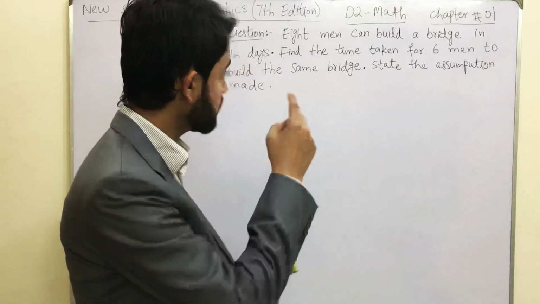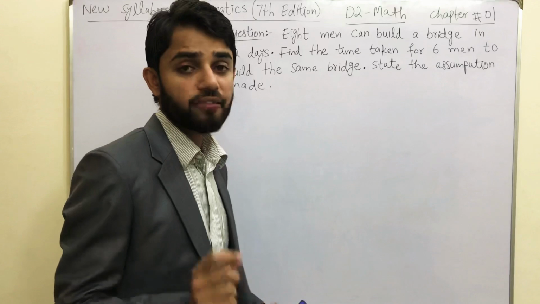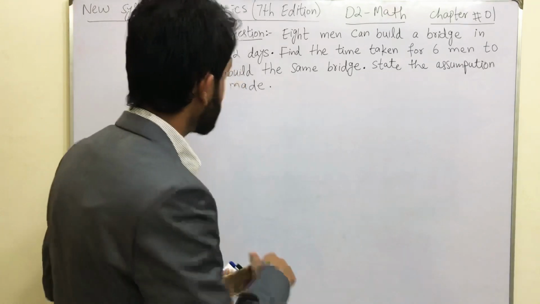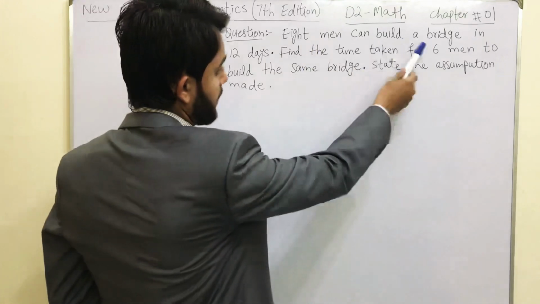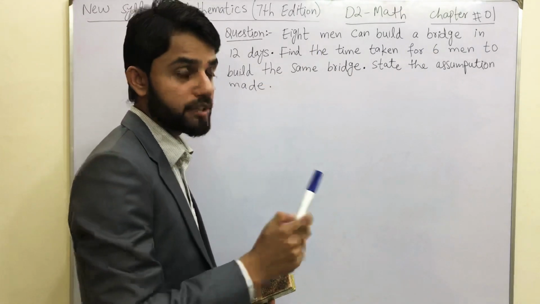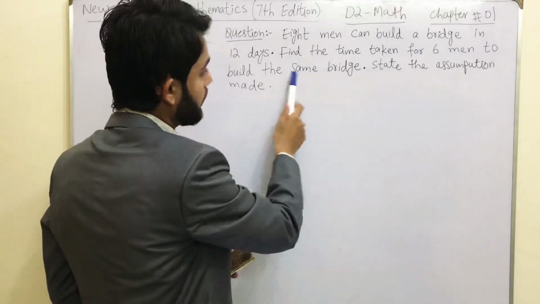So I am going to read this question. You should have your copy and pen with you. Note down every single step so that you can get this question very easily. 8 men can build a bridge in 12 days. Find the time taken for 6 men to build the same bridge.